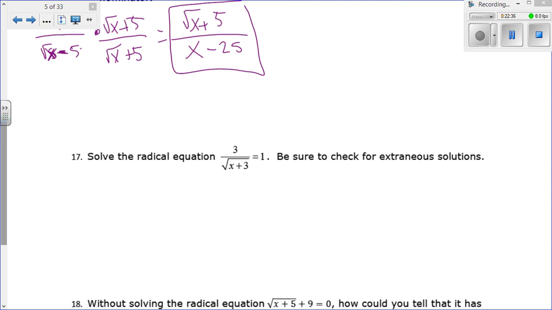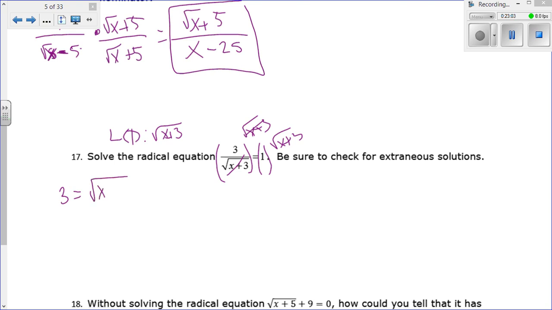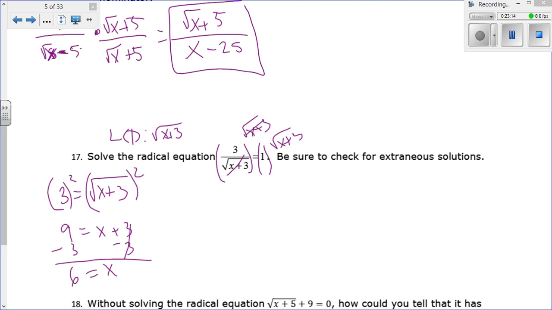Solve the radical equation. Be sure to check for extraneous roots. Well, we'll treat this like a rational equation like we did in the last unit. And I'll multiply everything by the LCD, which is the square root of x plus 3. So here they cancel out, and I have 3 equals the square root of x plus 3. Now I need to square both sides, so I have 9 equals x plus 3. Subtract 3 from both sides, so x equals 6.